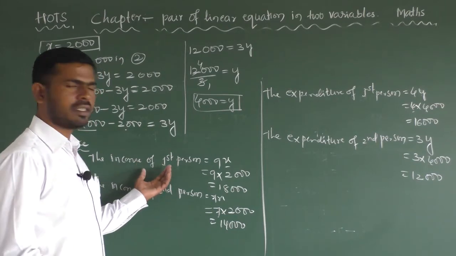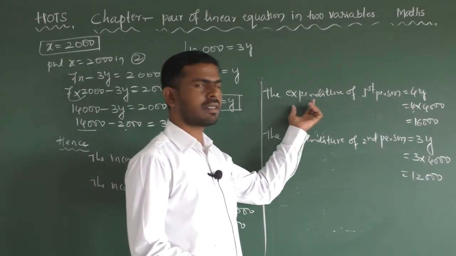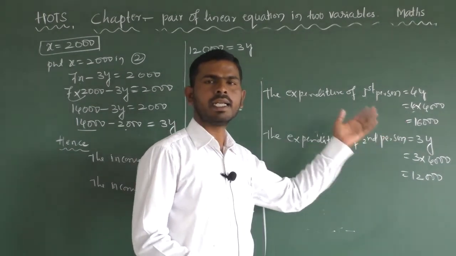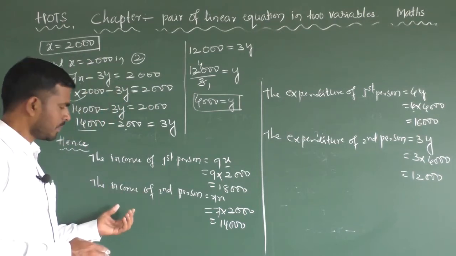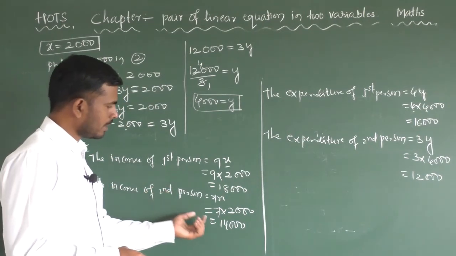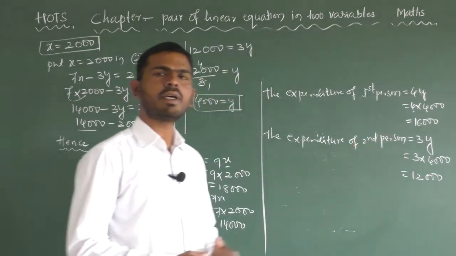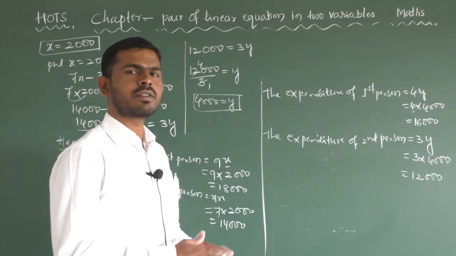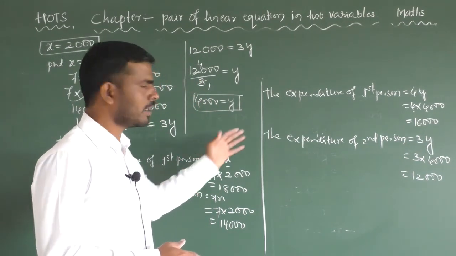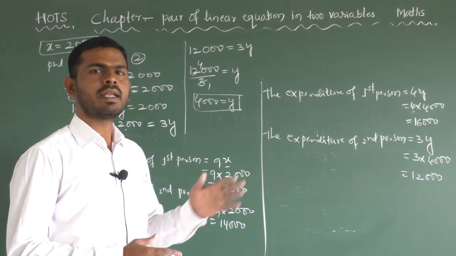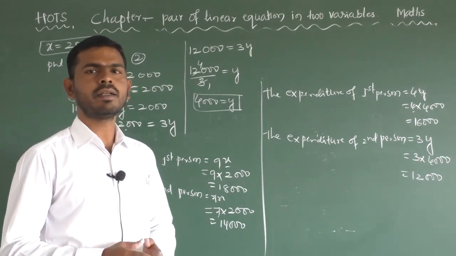Comparing the first and second: the income of the first person is 18,000 and the expenditure is 16,000. 18 minus 16, he is saving 2,000. Similarly, the income of the second person is 14,000 and the expenditure is 12,000. 14 minus 12 is 2,000. According to the condition, this statement is right, because the last sentence given is that each person has saved 2,000 rupees per month.